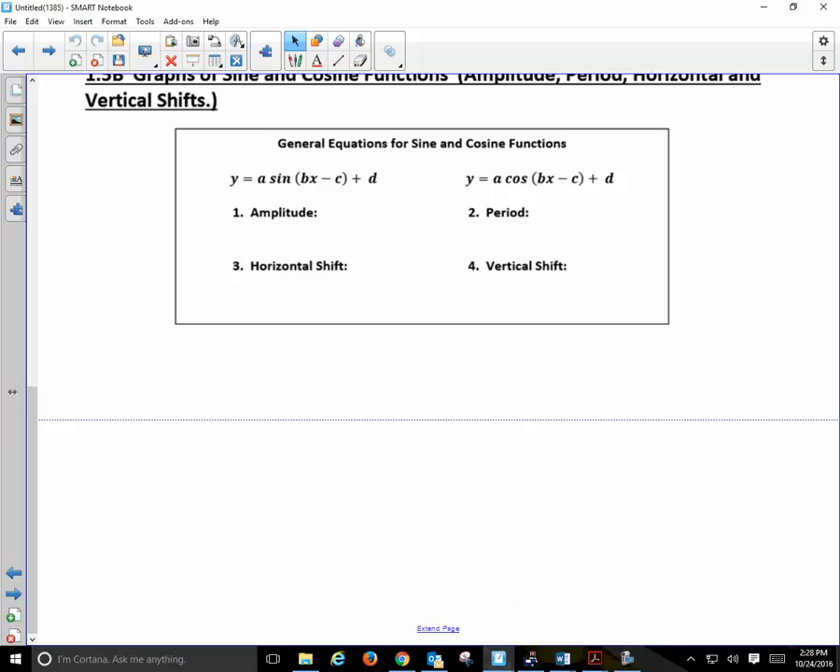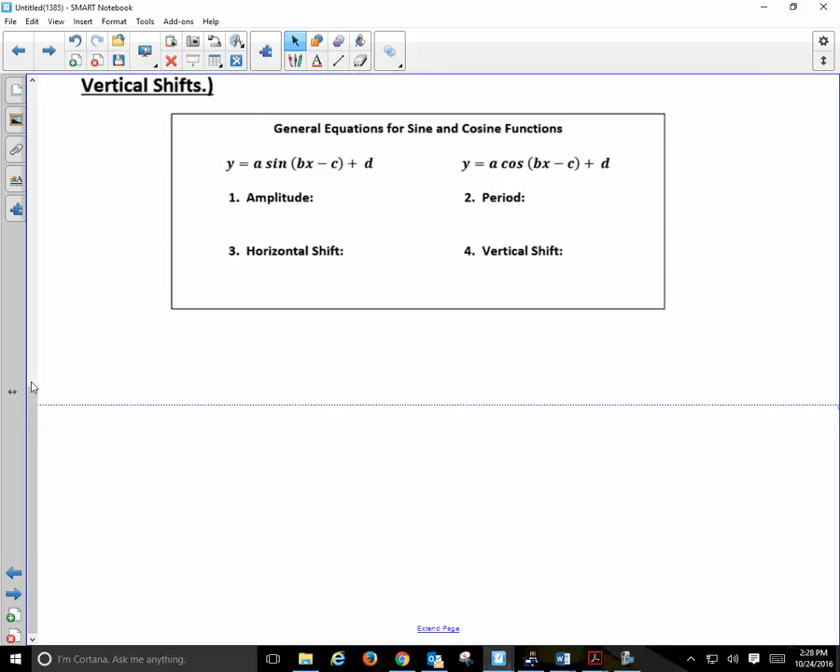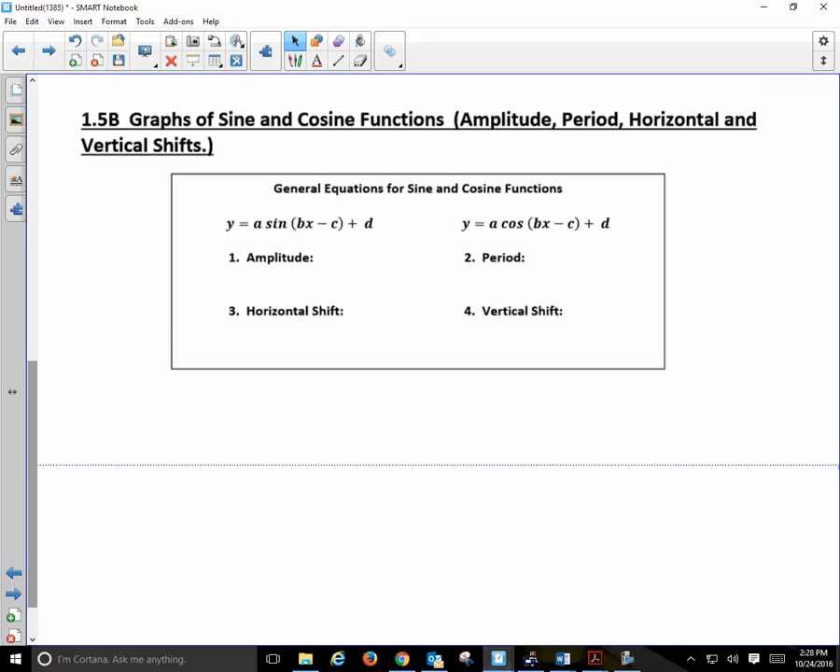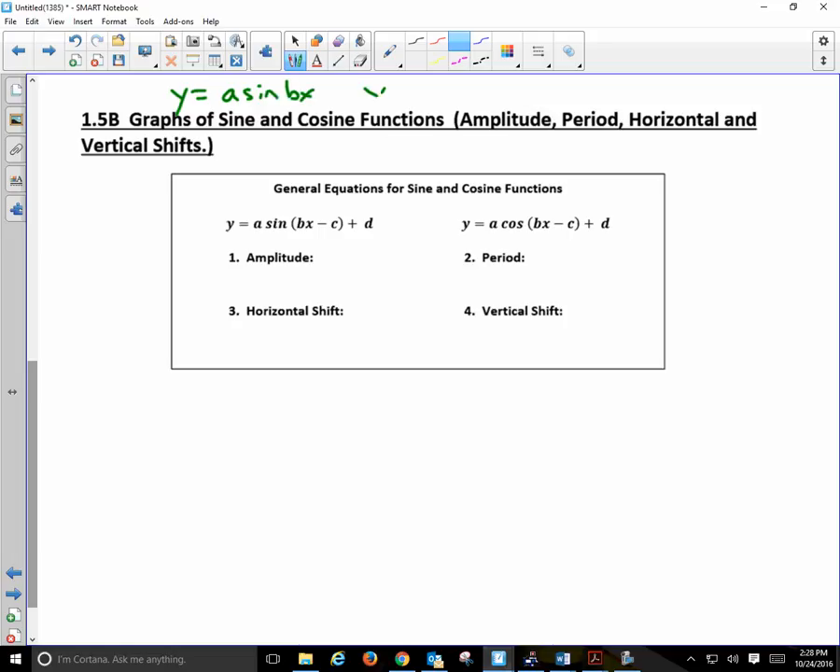Okay, right before the last final exam, we covered our last piece of content, which was just graphing sine and cosine. And so we looked at these two graphs: y is equal to a sine of bx, and y is equal to a cosine of bx. Those were the two that we looked at. Now we're going to add some changes to it. We're going to create some horizontal and vertical shifts.